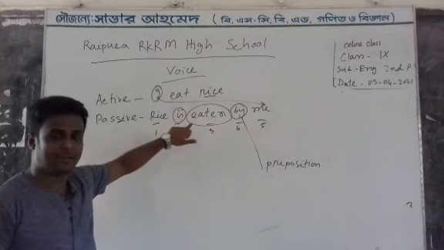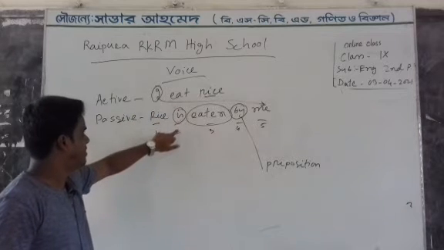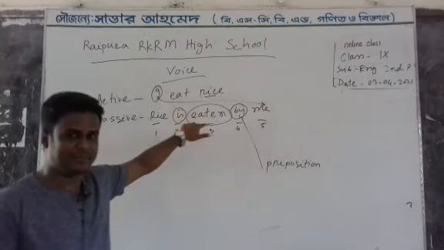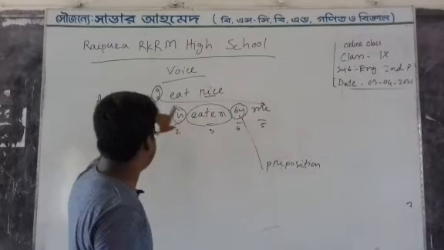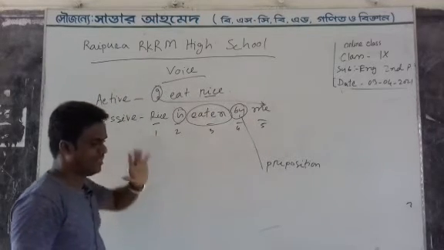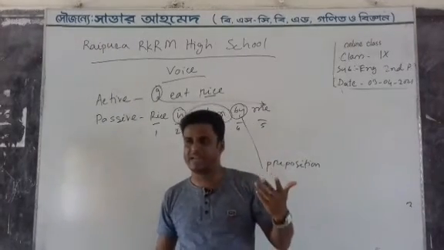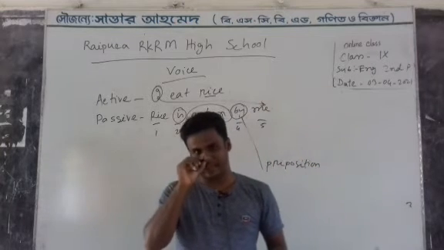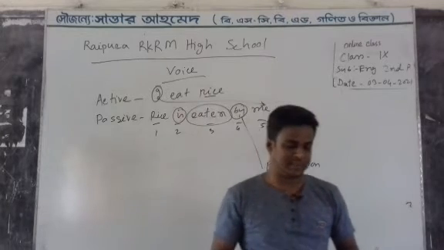We have to use an auxiliary verb according to the subject and tense of the sentence. Then we have to use the past participle form of the main verb, then a preposition, usually by, then the object form of the subject of the active voice. So these are the 5 rules. If you can realize, memorize or understand these 5 rules accordingly, serially, then you will be able to complete most of the voice changes.